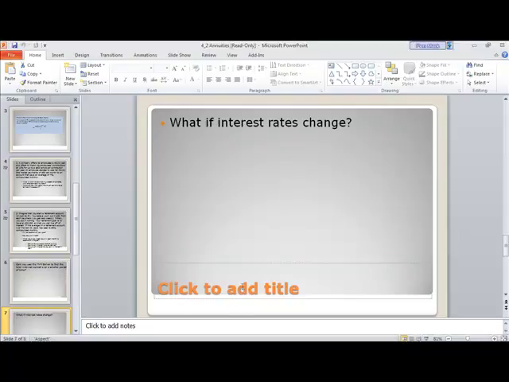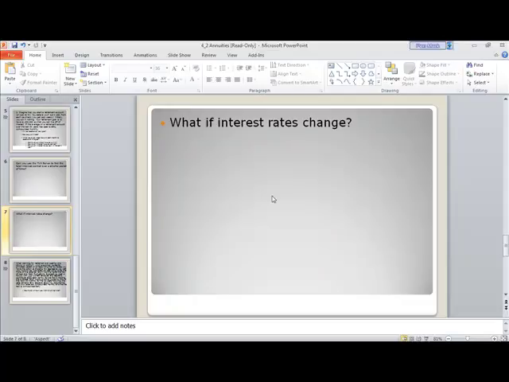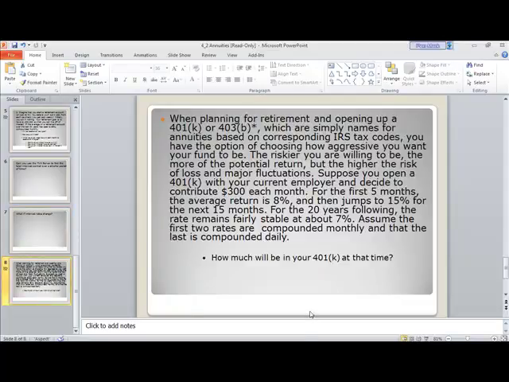Finally, we're going to look at a problem which has us consider, what if interest rates change? Like in this problem, when planning for retirement and opening up a 401k or 403b, which are simply names for annuities based on corresponding IRS tax codes, you have the option of choosing how aggressive you want your fund to be. The riskier you're willing to be, the more of the potential return, but the higher the risk of loss and major fluctuations. Suppose you open a 401k with your current employer and decide to contribute $300 each month.